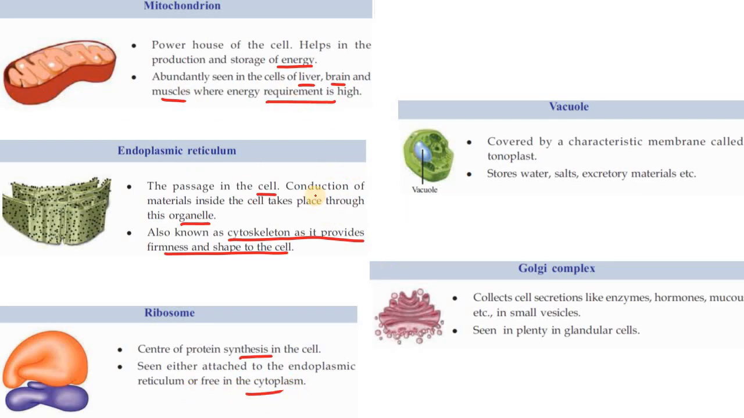Now students, this particular part is a little bit advanced to what I have previously told you. Also, we have already discussed vacuole, which is covered by a characteristic membrane called tonoplast. And basically the vacuole, as you can see over here, stores water, salts and excretory materials. Again, we have the Golgi complex, which collects cell secretions like enzymes, hormones and mucus in small vesicles, and this is seen in plenty in glandular cells.